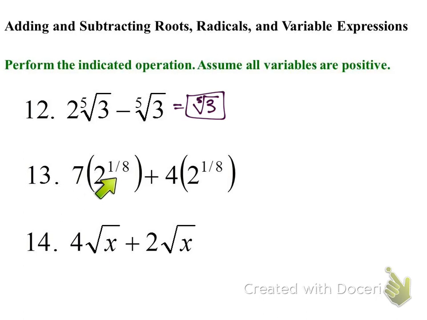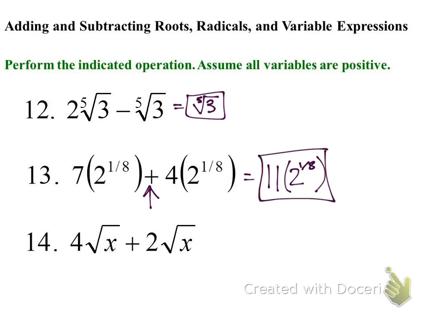So wait a second. 7 times 2 to the 1/8. 2 to the 1/8 is a root. That's like the 8th root of 2. You can't do anything with that with an addition sign. So because I'm adding 7 of these plus 4 of these, that means I have a total of 11 of these. Notice how I do nothing with the radicand 2, or the base 2, and the power 1/8, or the root 8. And just like when we did Pythagorean theorem, 4 times the square root of x plus 2 times the square root of x, you just start adding like terms. I do nothing with the radicand x, nothing with the index 2.